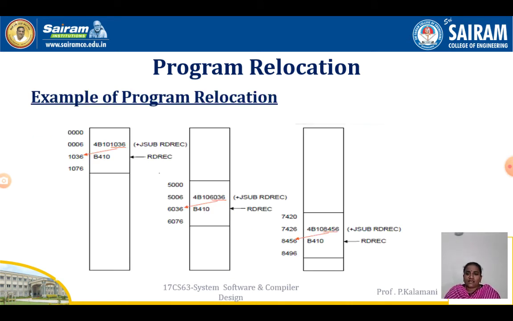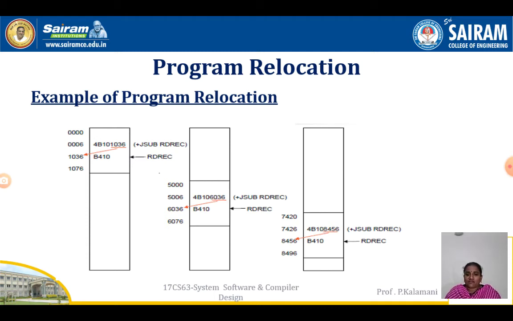Here we have taken that example program. Initially the starting address of the program is 0000. Because of that, the object code for the +JSUB RDREC instruction is 4B101036. Then suppose that location is occupied by some other program, then it has to find free space in the memory, that may be a starting address 5000. Then based on that 5000, that value is going to change.